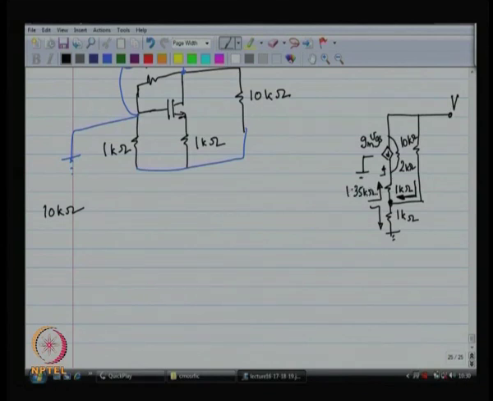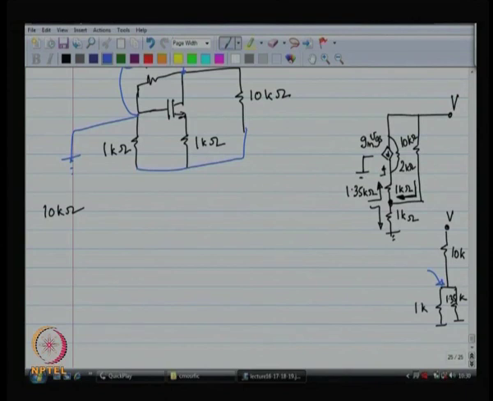Right. Therefore, I now have got a network. I have applied some V, 10K and it splits into two pieces, 1K and 1.35K. I need to find the voltage over here. It is easy to find, right.